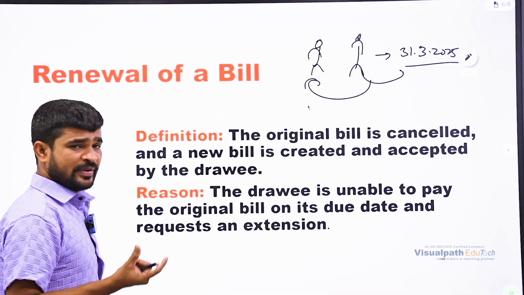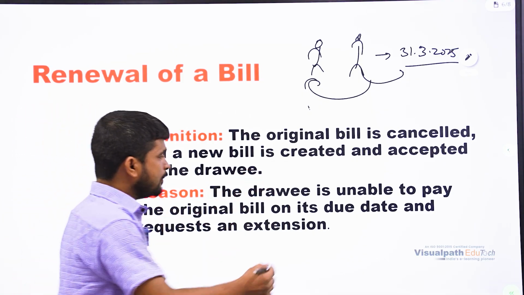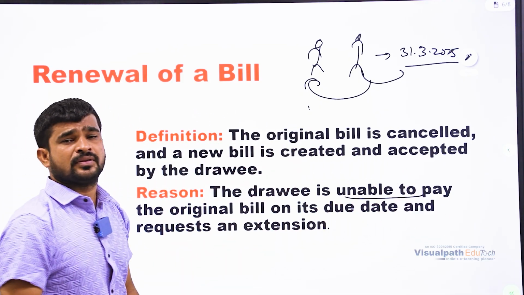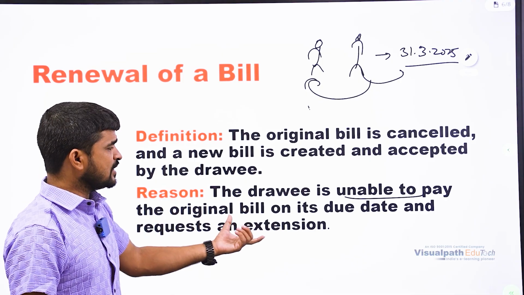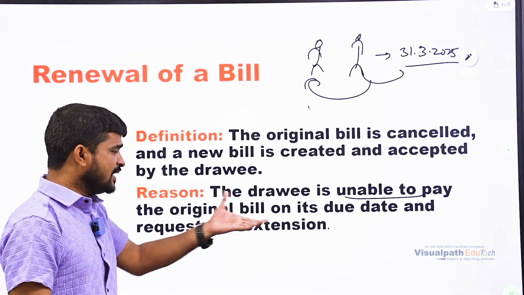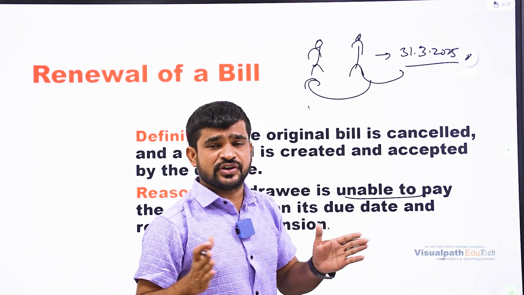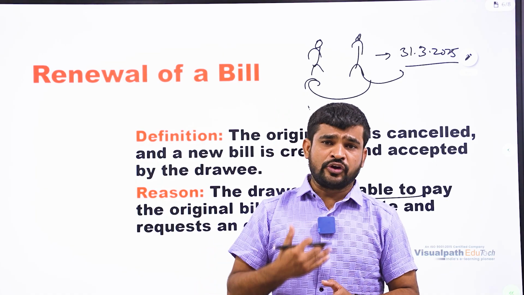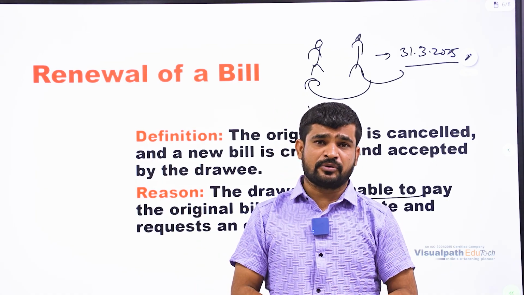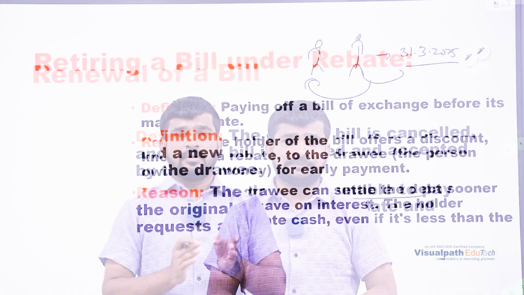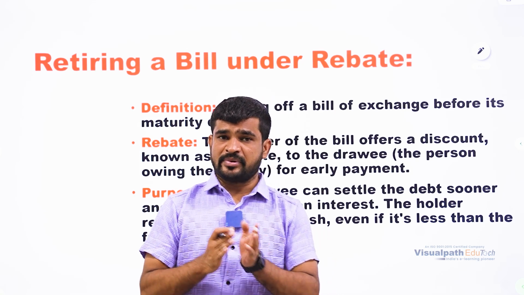The reason is, obviously, when he is unable to pay. Who is unable to pay? The drawee is unable to pay the original bill amount and is requesting for the extension of it, meaning the changing of the date and renewing of the new bill. And this is the simple explanation about the renewal of bill. Now we understand already what is meant by renewal of bill.